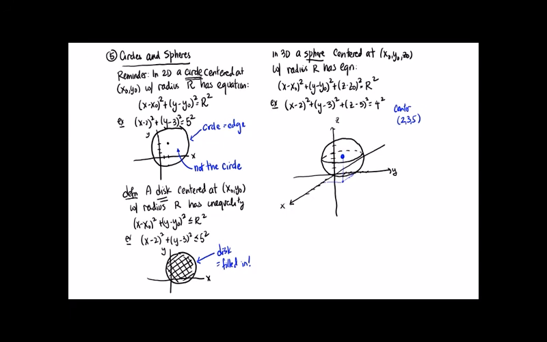So a ball then, this is sometimes called a closed ball, but a ball also works as well. Let's say centered at x0, y0, z0, with radius r, has equation. So you can see where this is going. It's just going to become an inequality.